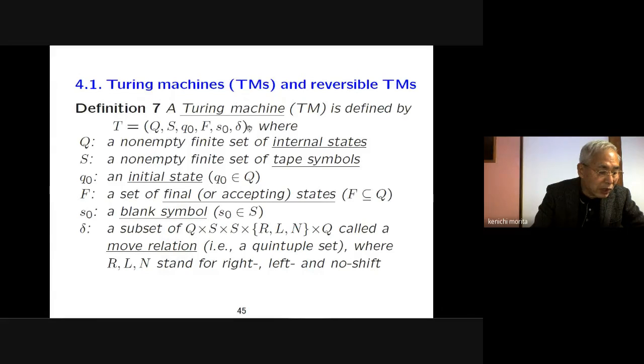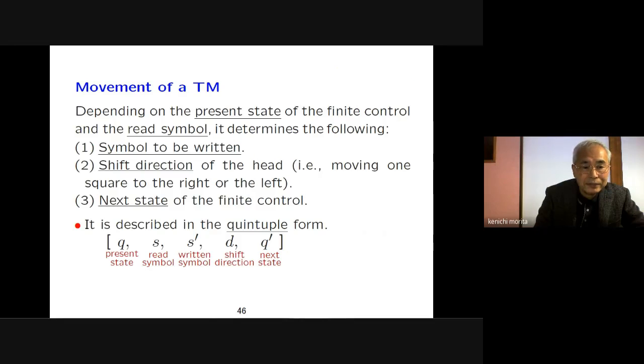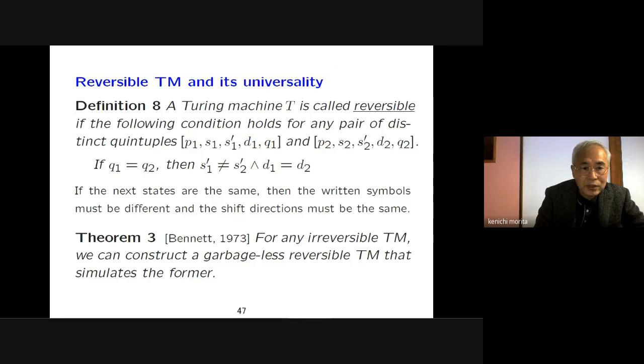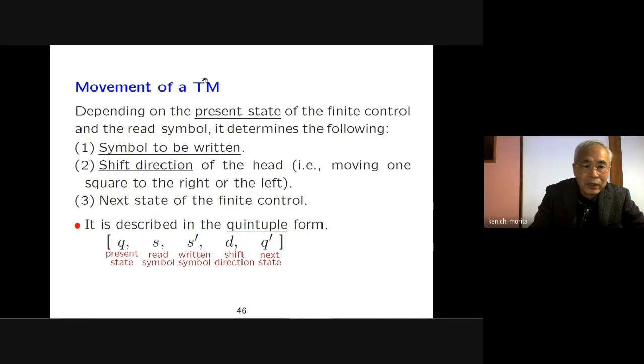Here we give a definition of a Turing machine as a standard model of computing. Here, a Turing machine is defined by a 6-tuple, but I skip this formal definition. Instead, I use some examples. But anyway, a Turing machine's movement is described by a set of quintuples like this. Okay.